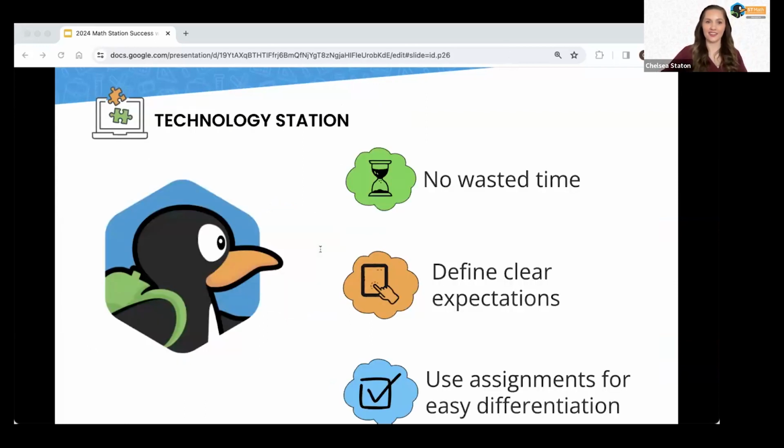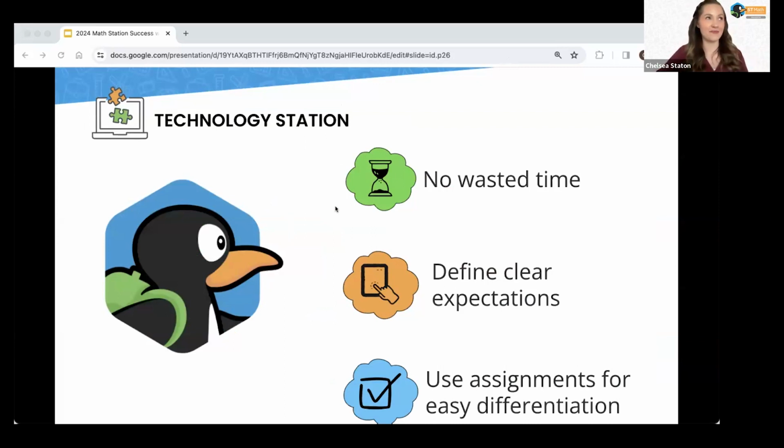So for technology, this is an ST Math conference. So, you know, ST Math is a great choice for your technology station. Obviously, there are many others, but the main thing to consider is that they've got to be spending the majority of their time doing math. So not changing their avatar, not wandering around worlds, waiting on a partner to answer a question.